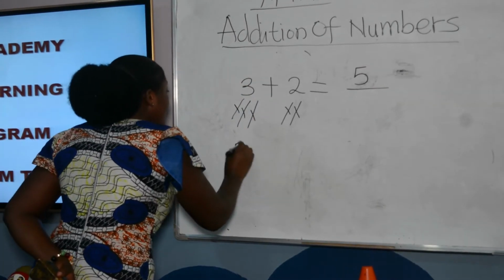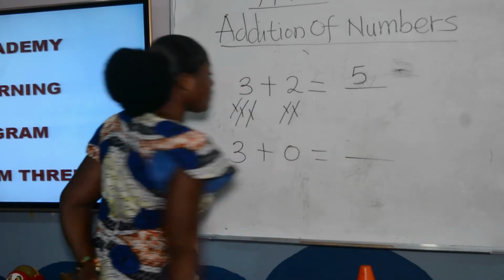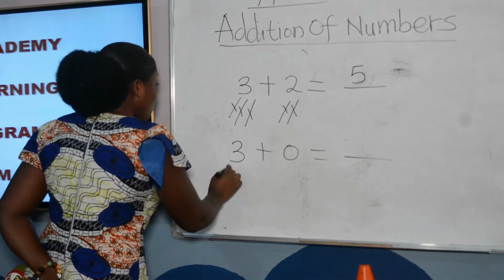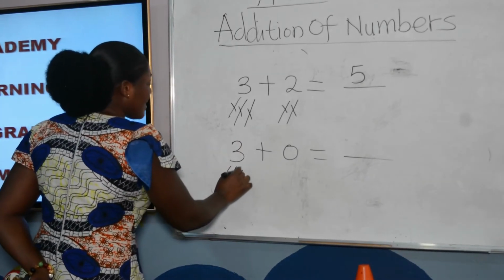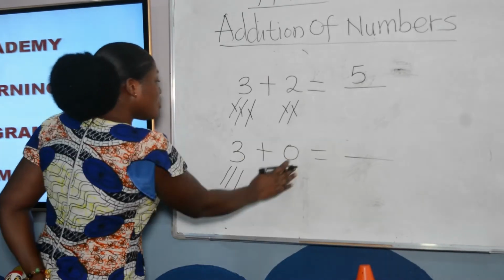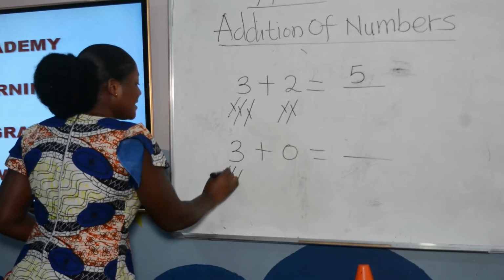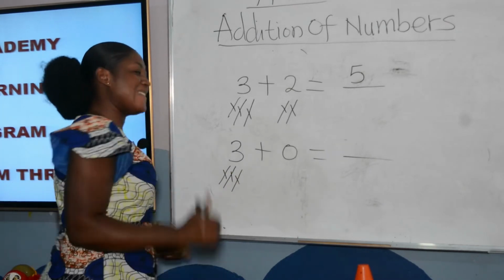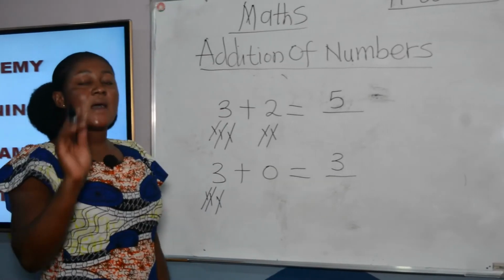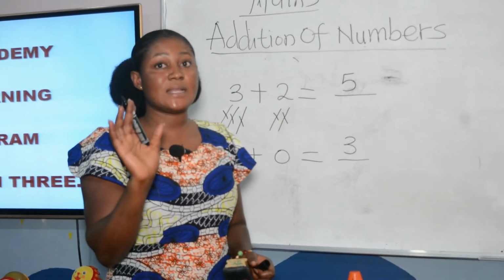We have 3 plus 0. What am I going to write there? Okay, let me do my strokes. 1, 2, and 3. Zero means nothing. So I will not do any stroke there. So I'm going to count this one. Let's go. 1, 2, and 3. Well done, guys. So you write 3 here.